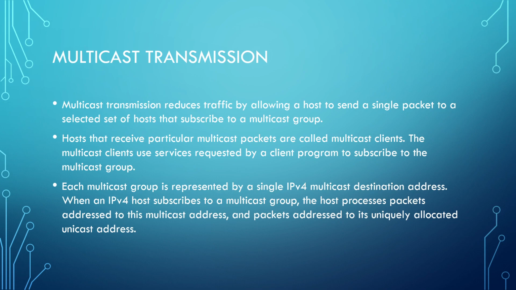Multicast transmission reduces traffic by allowing a host to send a single packet to a selected set of hosts that describe a multicast group. Hosts that receive particular multicast packets are called multicast clients. The multicast clients use services requested by a client program to subscribe to the multicast group. Each multicast group is represented by a single IPv4 multicast destination address. When an IPv4 host subscribes to a multicast group, the host processes packets addressed to this multicast address and packets addressed to its uniquely allocated unicast address.